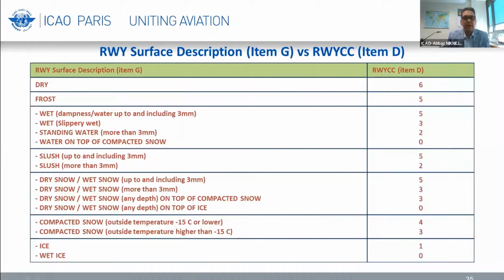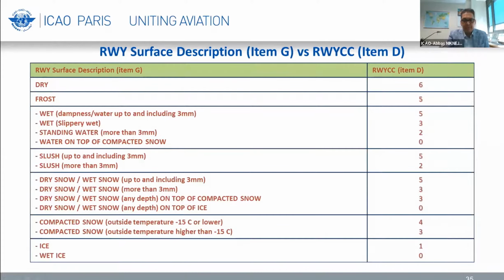You see that when outside temperature is higher, then runway condition code is 3, which represents a worse situation, because probably they determine 3 because compacted snow would be more slippery and more watery when it's in higher temperature, actually higher than -15. Anyway, it was based on studies, and then it will be reported by airport operators to AIS. Also for ice, we have 2 types. Ice will be 1 and wet ice will be 0.